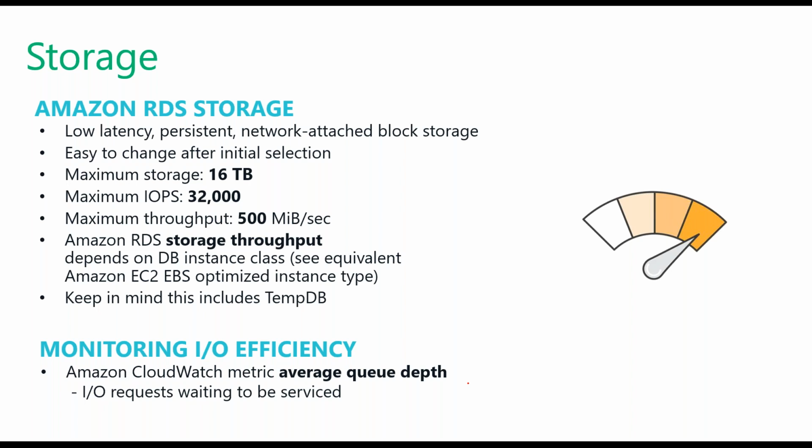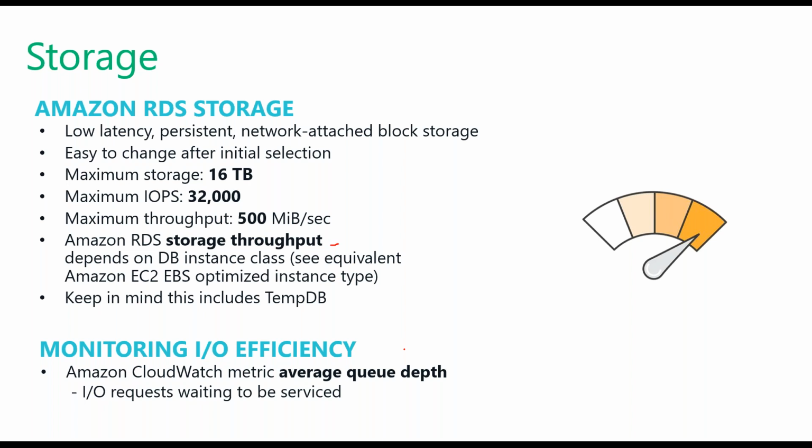On the storage side, just a few important things. You can define how much storage you want the RDS database to have when you create it. This is something you can also change later on. The maximum storage size is 16 terabytes, and the maximum IOPS is 32K. On the throughput, there is also a maximum throughput of 500 megabytes per second. And it's important to note that the storage throughput is determined by the database instance class.